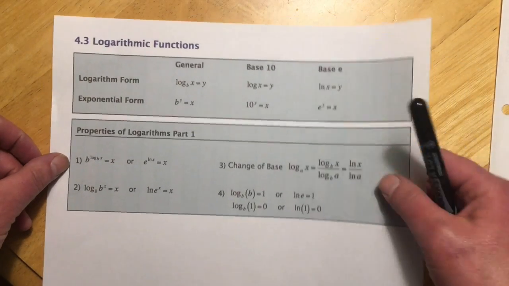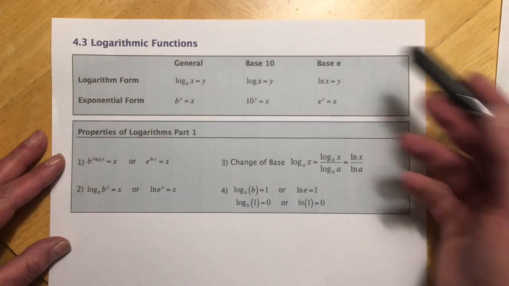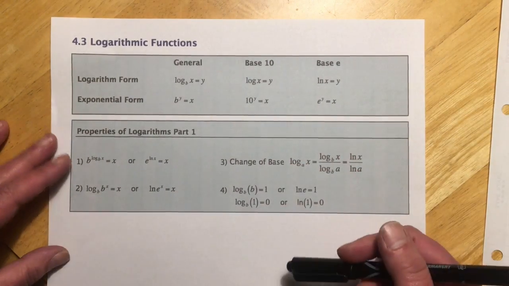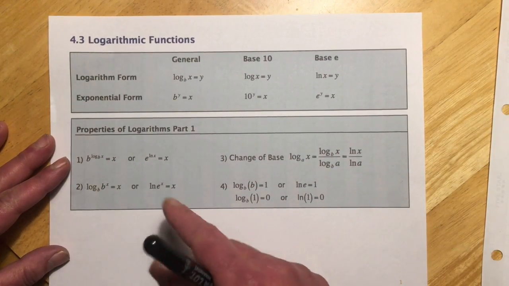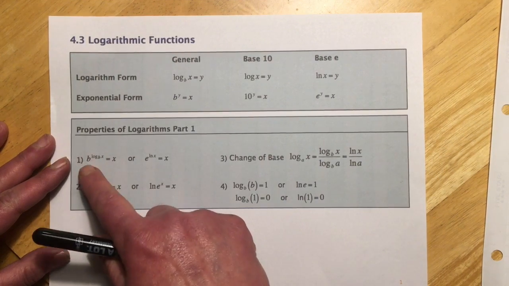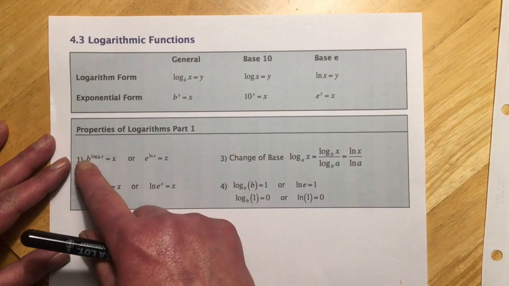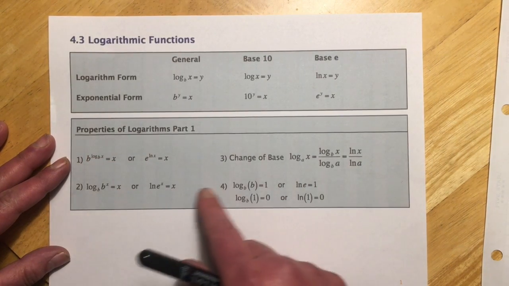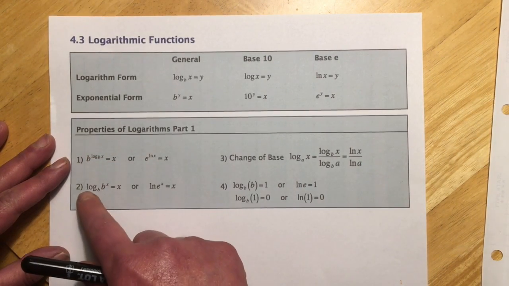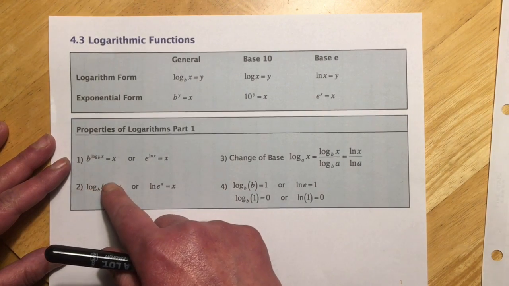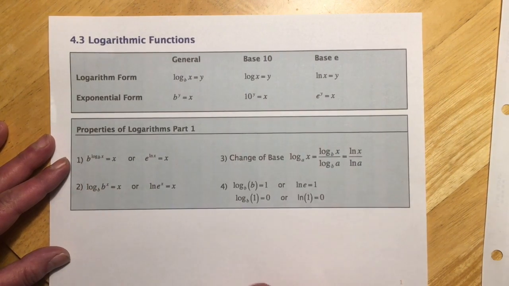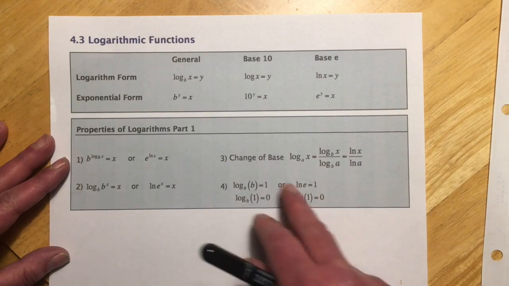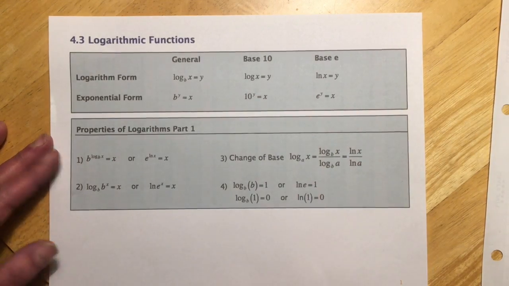For section 4.3, we got definitions of logarithms. It's a short little section. And we got properties of logarithms. They're all those ones that are the inverse properties, where we raise something to a log of the same base and we get the x out. And likewise, if we take the log of an exponential at the same base, we get back to x. We got change of base, and then just all these little definitions.